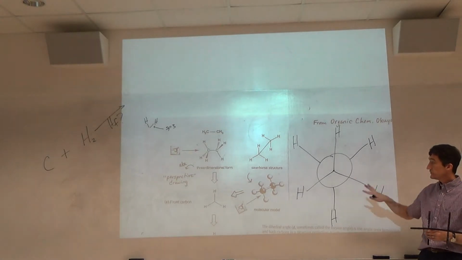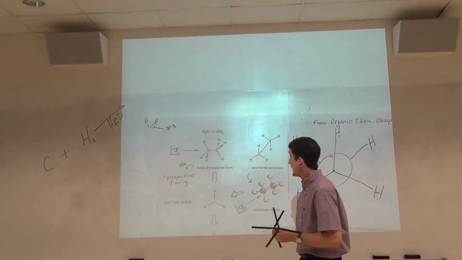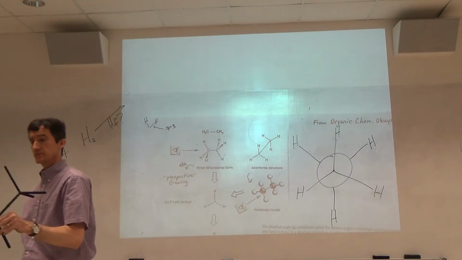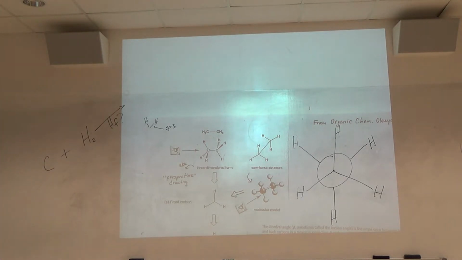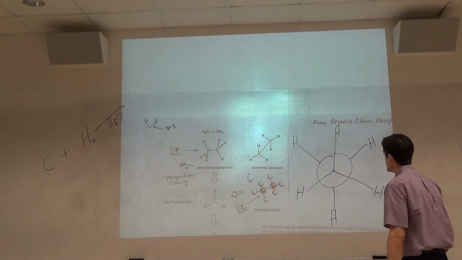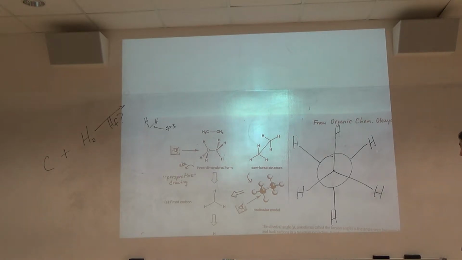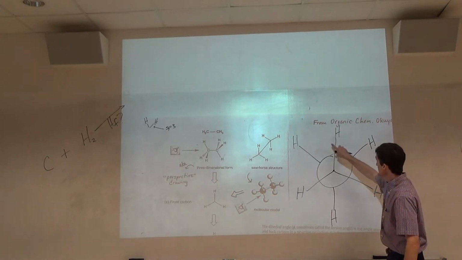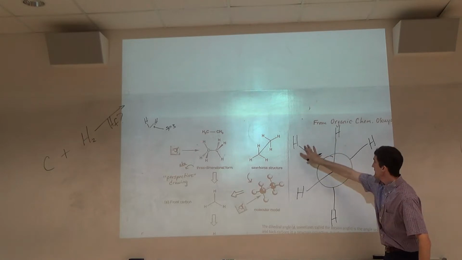This is a Newman projection of ethane, because along the way some chemists were like, okay, we're going to figure out how to draw this on the board, but I can't stand here and show it to you every time. And you need to be able to put this on paper. Newman from Ohio State did this. We can see this is staggered. See how this H is in between the back two H's?